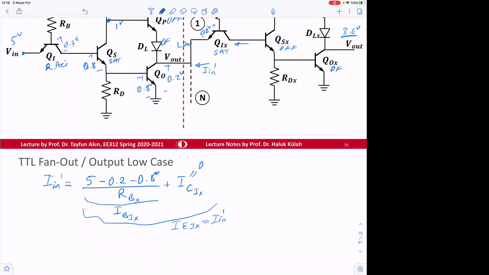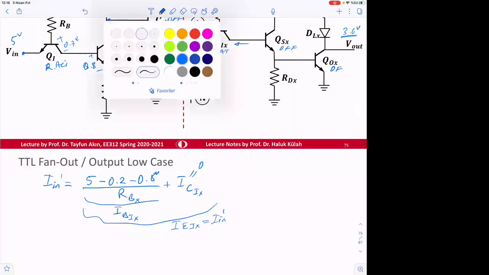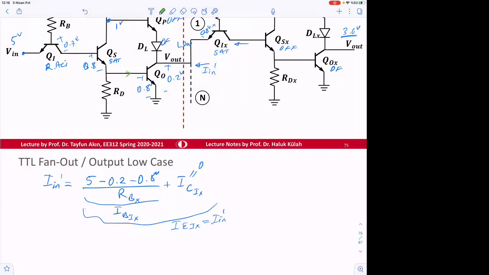So we also need to calculate this current. Let's choose another color. This current, I base of O. Why? Because I base of O times beta F should be larger than I collector of O. What is I collector of O? N times IM prime.